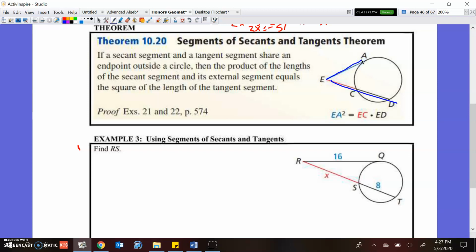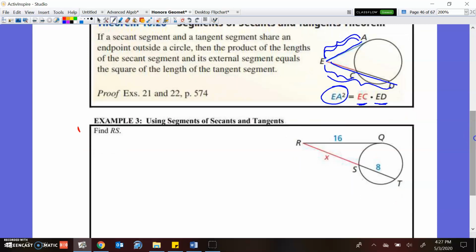We're going to take the portions of the secant like we did before, the outside, EC, times the entire length, ED. And now when we get to the other one, it's a tangent. So the outside is EA, but the entire thing is also EA, and that's how they get EA squared. So it's essentially the same theorem. It just looks a little bit different when you go to do the simplifying.